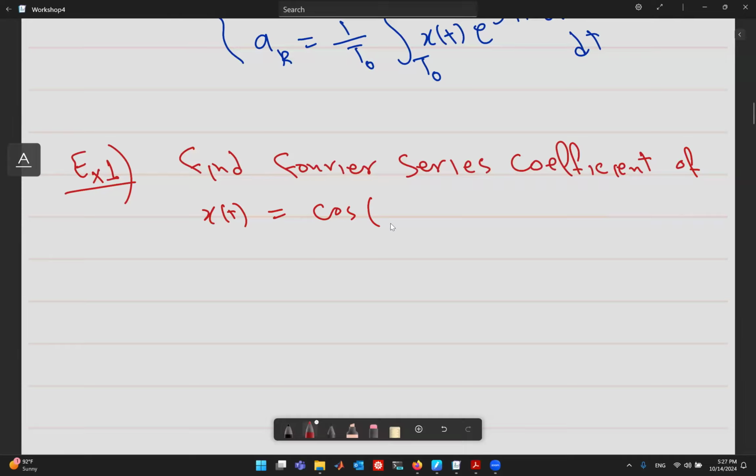cosine 10 pi t plus cosine 20 pi t. Can you tell what the Fourier series coefficients are for this simple signal?